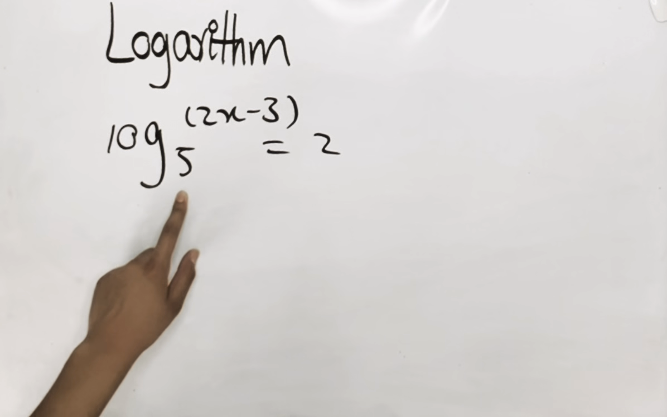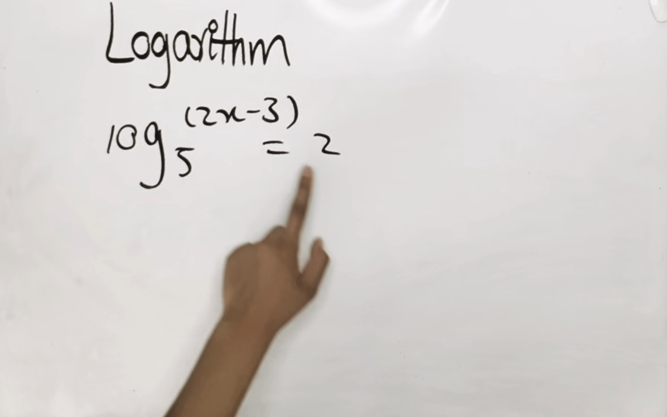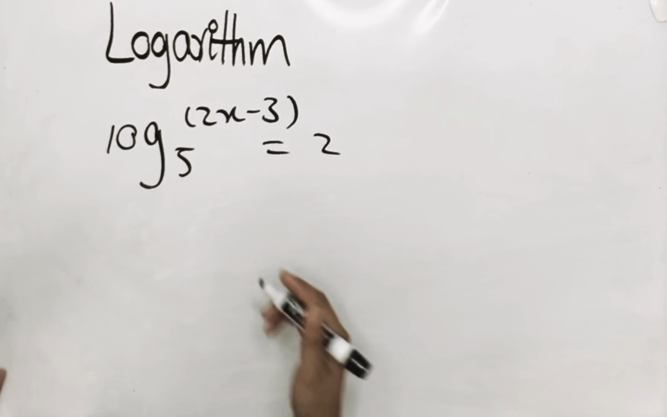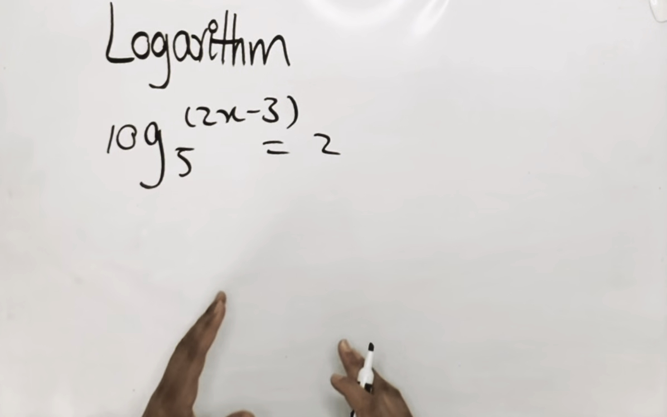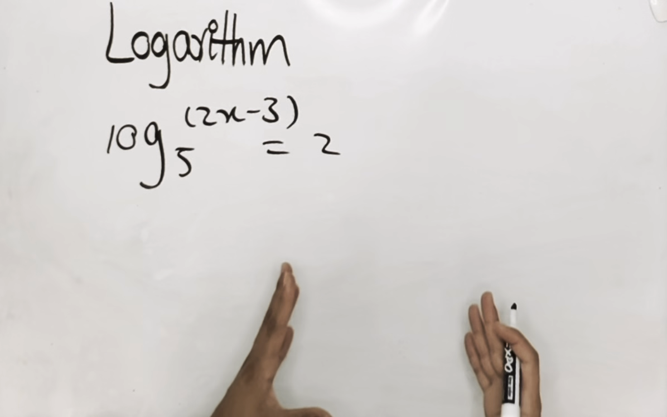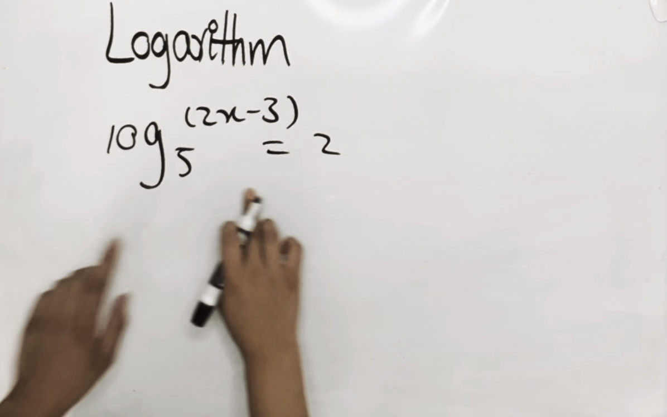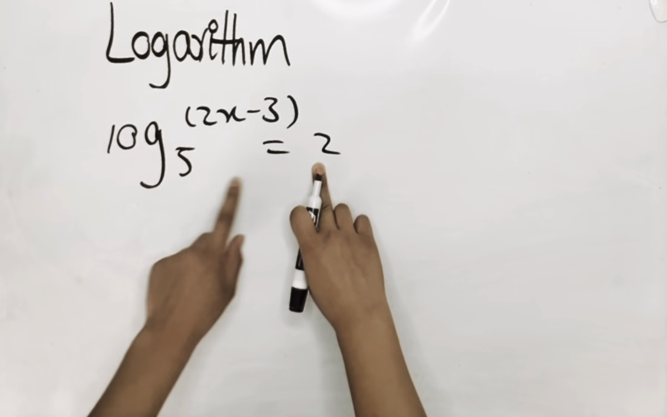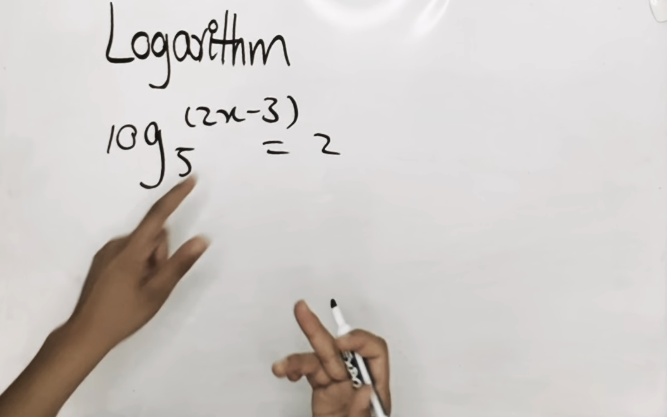And as you can see, we have log base 5 of 2x minus 3 equals 2. How can we figure this out? We know that the argument is always the answer for our exponent. So we know that this is actually 5 to the second power equals 2x minus 3.